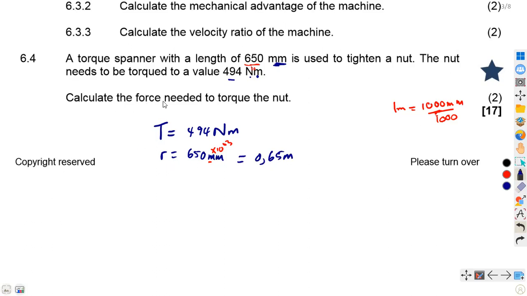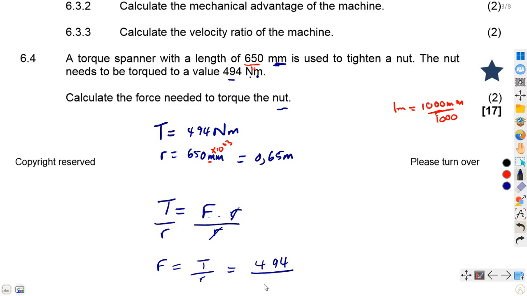So the question is to calculate the force needed to torque the nut. We need the force needed. Okay, remember that torque is given as force times distance. Also, the formula you are given in your formula sheet. So it's force times distance. The question is for you to calculate the force. So for you to have the force, you can simply divide by the distance, which is R. In this case, you remain with force. So force is equivalent to the torque over the radius. That is the torque in this case of 494 over the radius, which is the distance, 0.65 in meters.